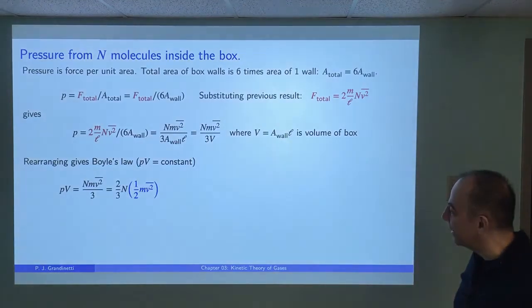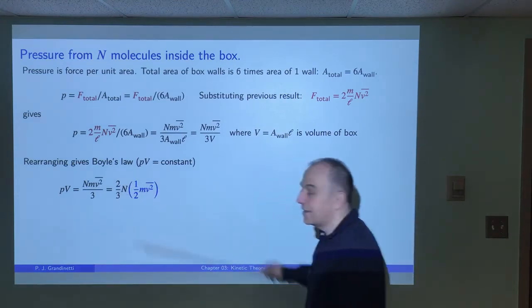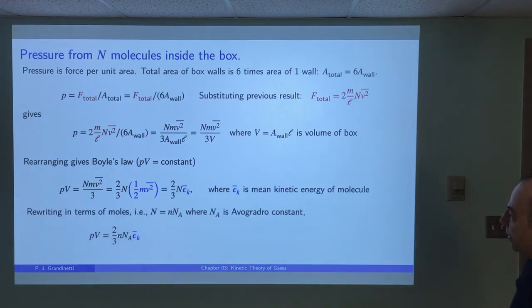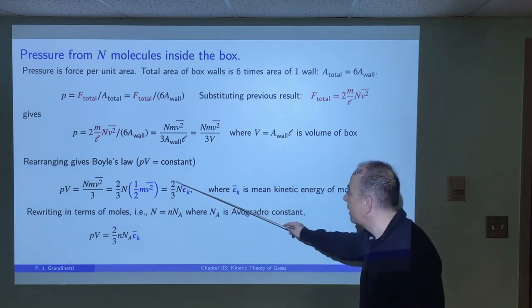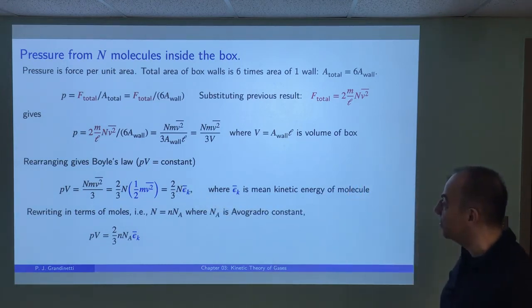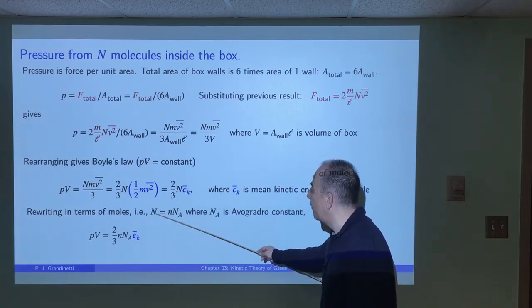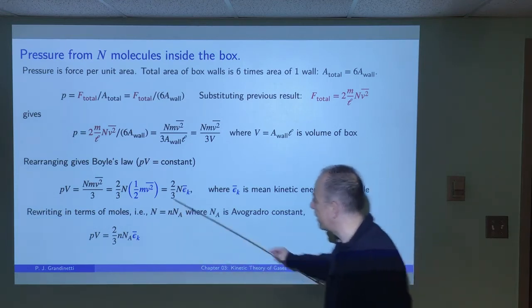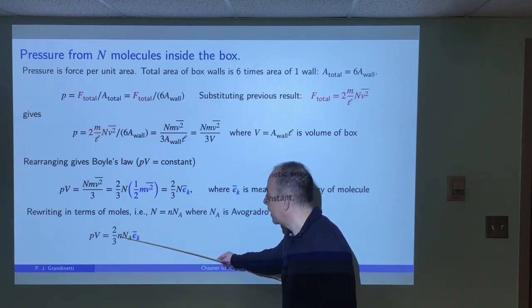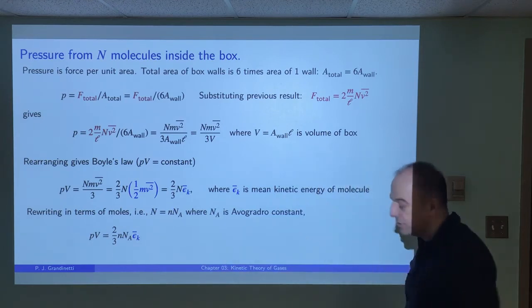A little bit of rearranging there, and what you find is that you can write that as 2/3 times n times the mean kinetic energy of a molecule. So we'll write this down as 2/3 n times e bar, which is the mean kinetic energy of a molecule. Now, if we wanted to write this in terms of moles, n is equal to some number, where N is the number of molecules, n is the number of moles, and N_A is Avogadro's constant. So we can rewrite that expression as PV is equal to 2/3 n, lowercase n, for the number of moles, times Avogadro's number times the mean kinetic energy of a molecule.